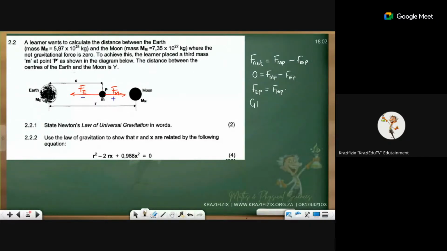Now, do we know F? G, mass of the Earth, mass of P, over R squared, according to the original formula, right? Will be equal to G, mass of the Moon, mass of P, over R squared. My G is the same, by the way. My MPs are the same, by the way. So mass of the Earth over... okay, what's the mass of the Earth? 9.97.